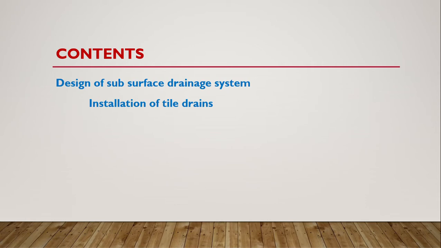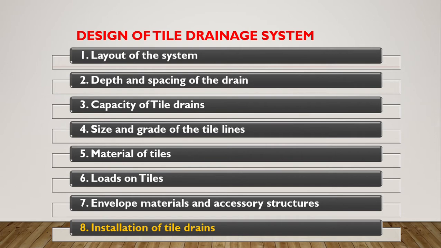So as we have seen, today we will discuss the design of the subsurface drainage system and the final step of that, installation of tile drains. These were the different steps. There were 8 steps in the design of a tile drainage system or subsurface drainage system. The first 7 steps we have discussed: layout of the system, depth and spacing, capacity, size and grade, materials, loads, envelope materials, etc. And finally we will move on to the installation of tile drains.